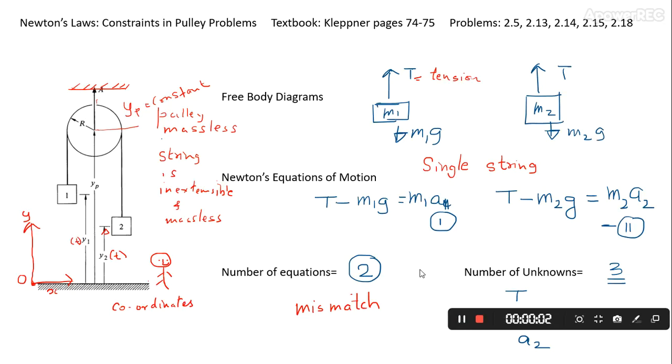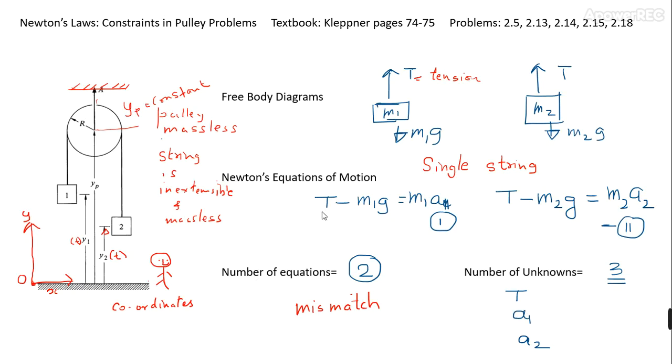Right. So now I think it is clear that T is clearly pointing upwards, meaning that a string can only pull. This string cannot push this mass. So while we don't know the magnitude of this tension, we do know that it is pointing upwards.